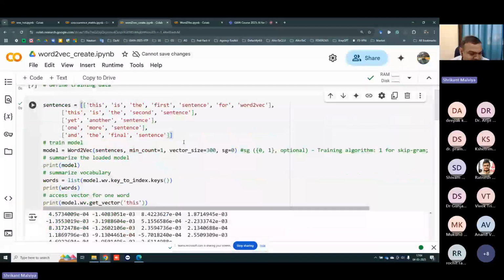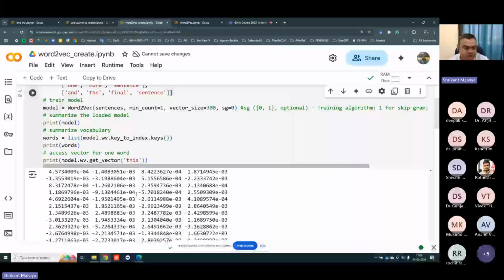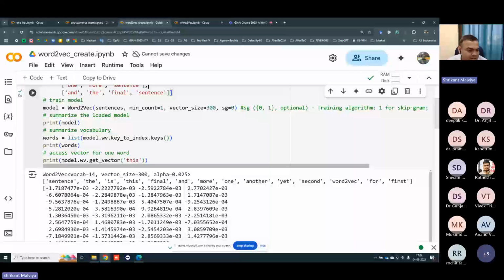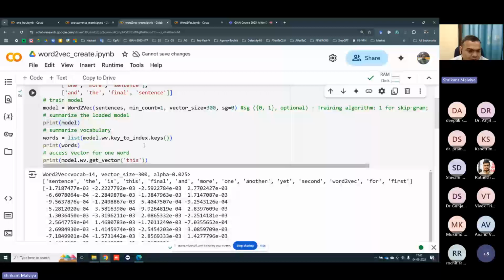Okay, when we executed it, you will see that we got a vector as output. We have printed the model; this is just its definition. The vocab consists of 14 words, the size is 300, and there is some alpha parameter. We have also printed the vocabulary, which consists of these many words. This is a unique set of words, so don't consider that it has all the words that are there.